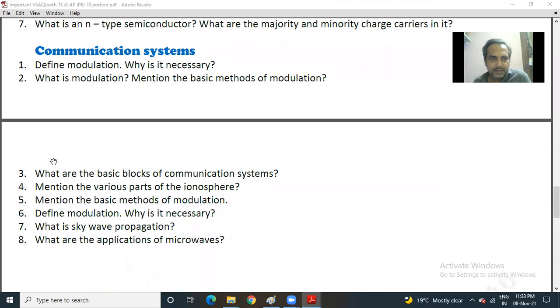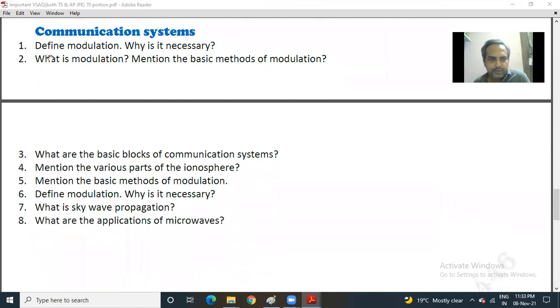Last chapter, that is communication system. Question number 1. Define modulation. Why is it necessary? Second, mention the basic methods of modulation. 3. What are basic blocks of communication systems?